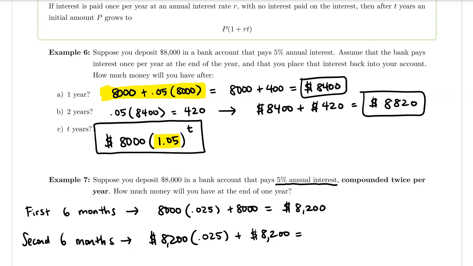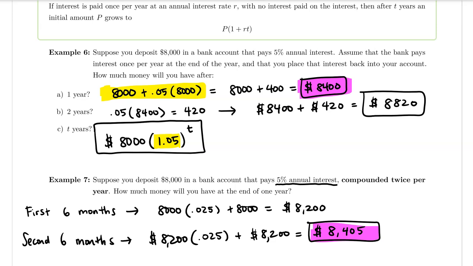And then if you simplify this, this is going to end up being $8,405. So compare this to what we had in the previous example. It's $5 more when we are compounding more times per year.